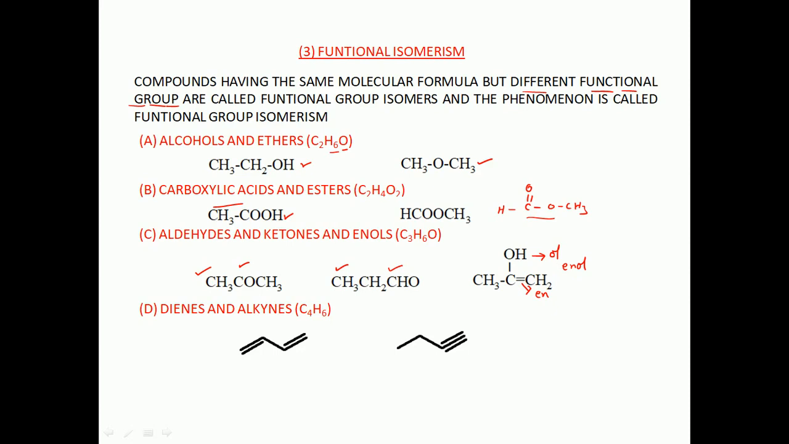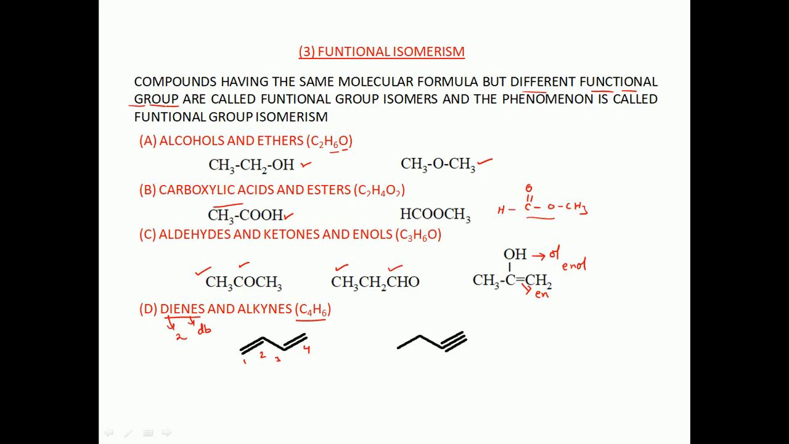Fourth one is dienes and alkynes. Dienes, what are dienes? Ene stands for having a double bond in the molecule. Di stands for having two double bonds in the molecule. For example, diene here, 1, 2, 3, 4. What is the name of the molecule? 1,3-butadiene. What is the molecular formula? C4H6.